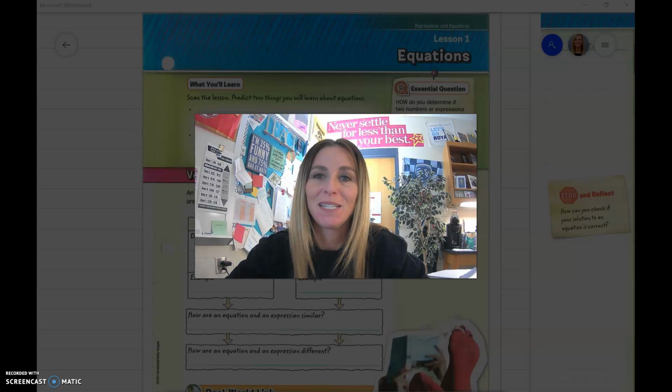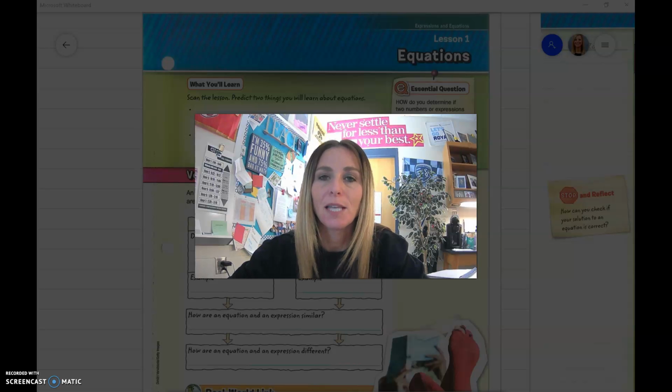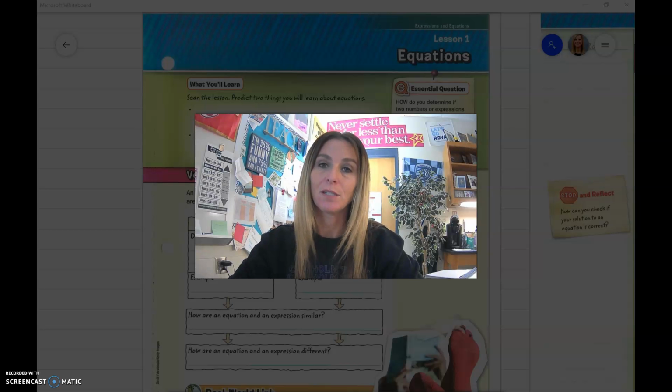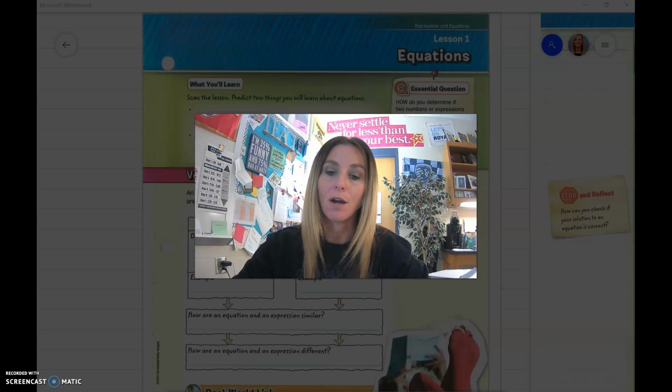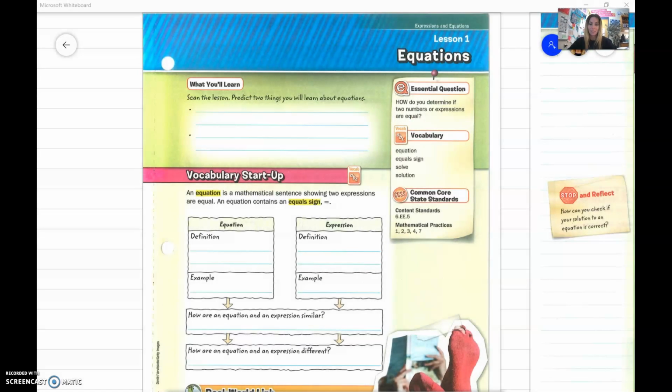Hello, 6th grade mathematicians. Here we are starting chapter 7. We are going to be looking at equations. So we just did expressions in chapter 6, and now we're going to figure out what an equation is and what the difference between expressions and equations are. So get your book open to page 513 while I get myself ready.